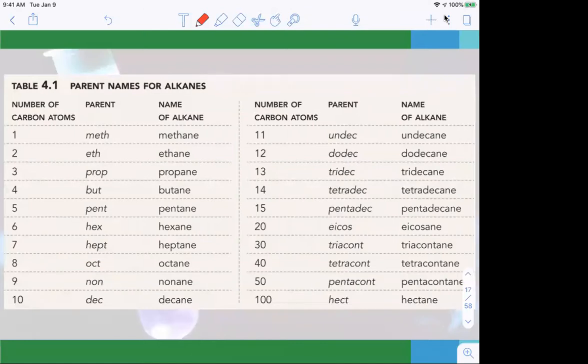My parent names are going to be just like those straight chain names. If I look at the number of carbon atoms, and then I look at the prefix, this is the name that I'm going to use as my base name. So if something has 6 carbons, it's going to be a hexane derivative. If my longest chain is 8 carbons, it's going to be an octane derivative. If my longest chain has 12 carbons, it's going to be a dodecane derivative.